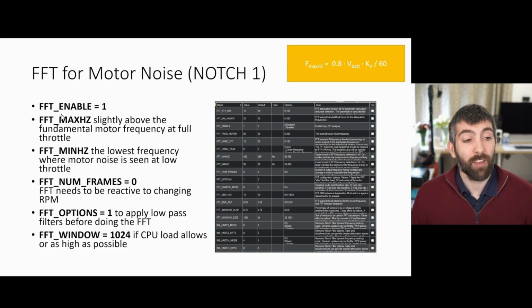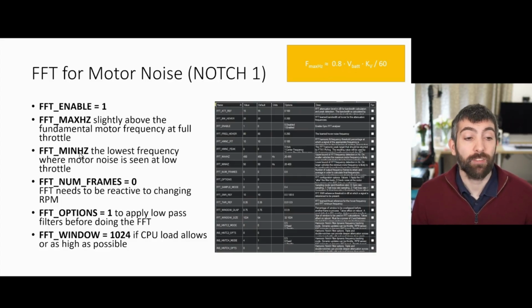You want to set FFT enable equals 1 to enable the FFT engine as before, and set FFT max hertz slightly above the fundamental motor frequency at full throttle. So the motor RPM divided by 60 at full throttle. And if you don't know that, you can estimate it by taking 0.8 times your battery voltage times the kV of your motor and dividing by 60 to give you an idea of the maximum motor RPM frequency.